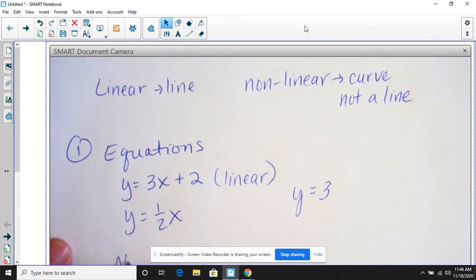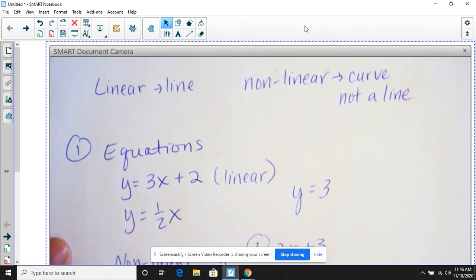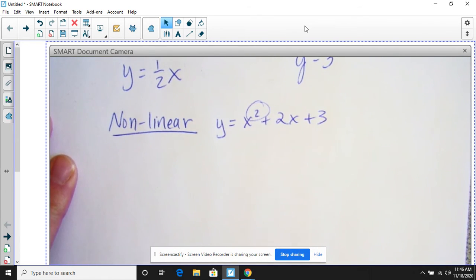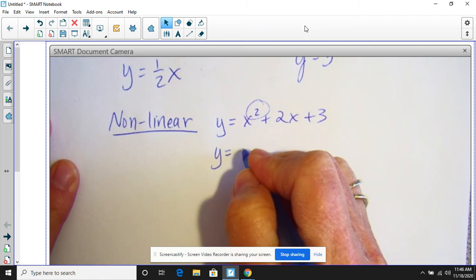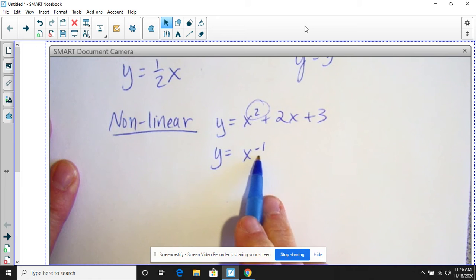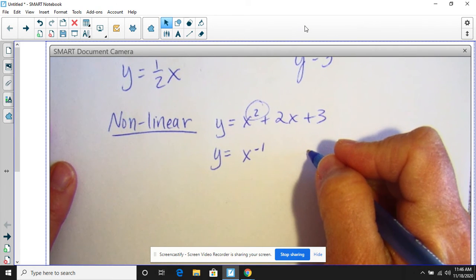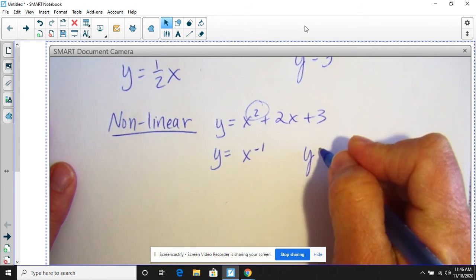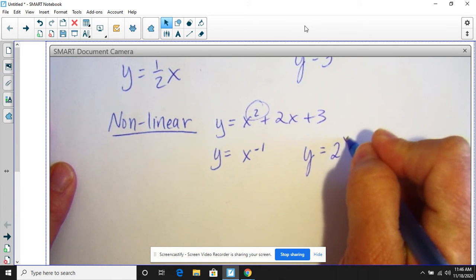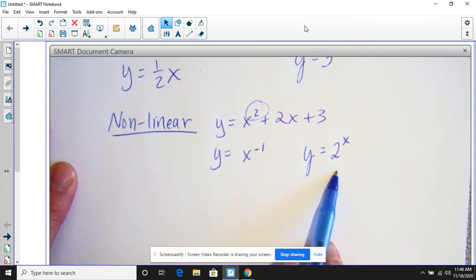Here are some equations that are nonlinear. Like if you had something like y is equal to x squared plus 2x plus 3. See, the highest power there is a 2. Or if you had even y is equal to x to the negative 1. Is the power of x 1? No, it's negative 1. That's nonlinear. And sometimes you even have equations where x is the exponent, like you might have y is equal to 2 to the x. That is nonlinear.